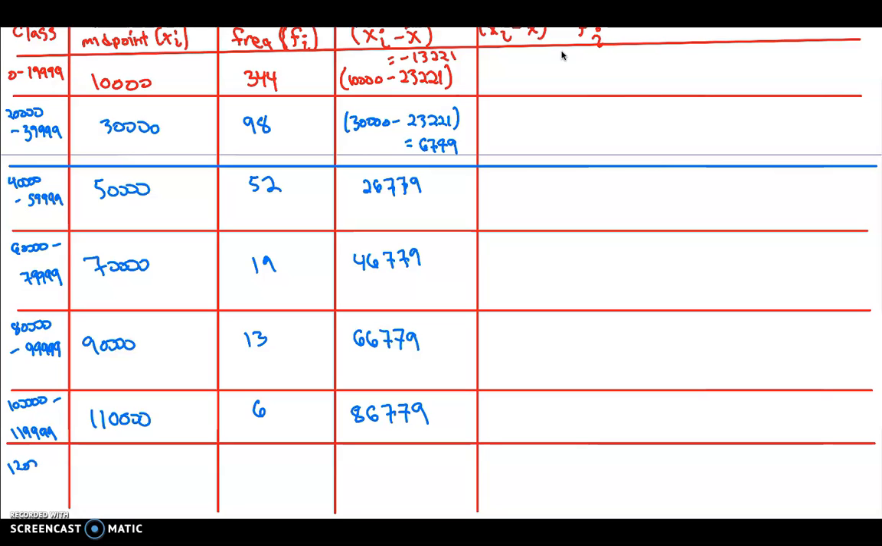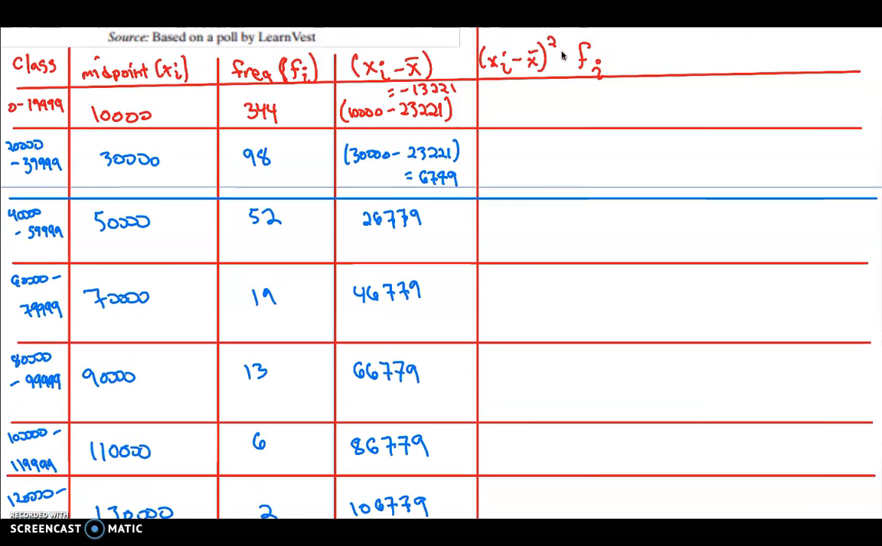And then lastly, 120,000 to 149,900. Excuse me, that would be 139,900. So the midpoint here would be 130,000. We had 2 in this frequency, so this would be 106,779.